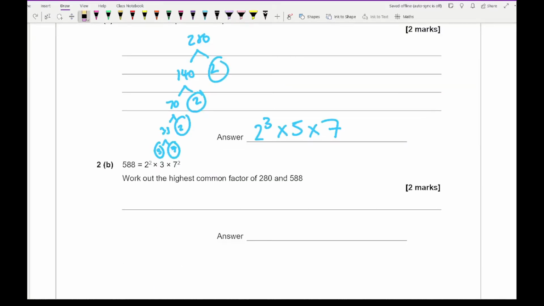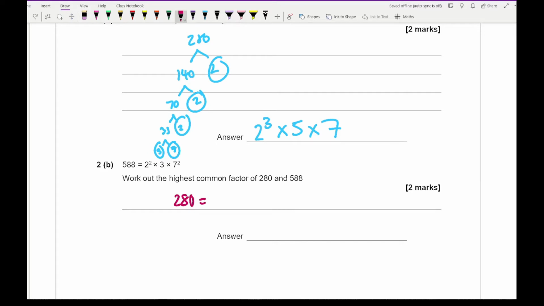Now we're looking at question 2b. It says 588 is equal to 2 squared times 3 times 7 squared, and the question is asking us to work out the highest common factor of 280 and 588. There's a couple of ways in which you can do this. You can use a Venn diagram, but I always tend to prefer just using the product of their prime factors.